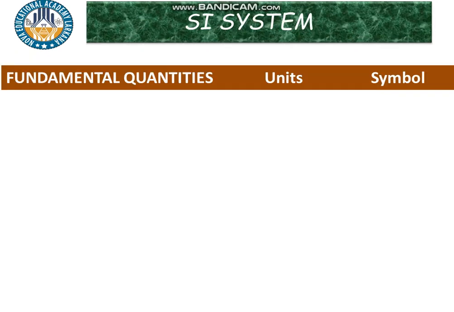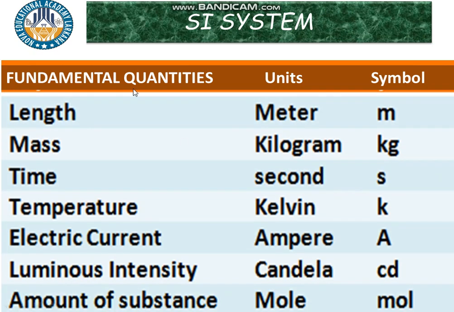So this SI system consisted of the seven fundamental quantities. One is length. The unit of length was taken meter. The symbol is m small. Mass. The unit of mass is kilogram. The symbol of kilogram is kg. Third, time. Second, its symbol is s or sec. Temperature or thermodynamic temperature. The unit of temperature was taken Kelvin. The symbol of Kelvin is K.